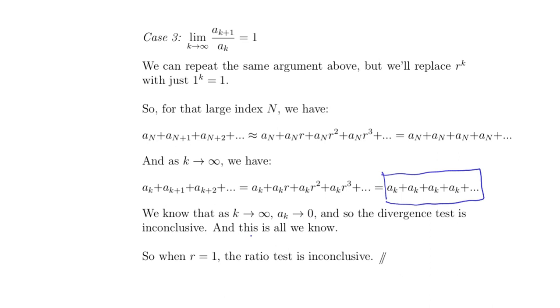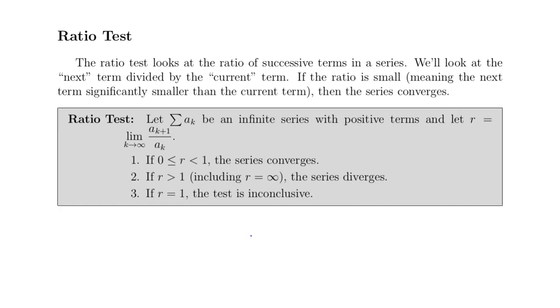We don't know anything. All we know is that the terms eventually do go to 0. So that's why the ratio test is inconclusive in this case. Okay, so let's repeat this. We're looking at successive terms, looking for a small ratio.